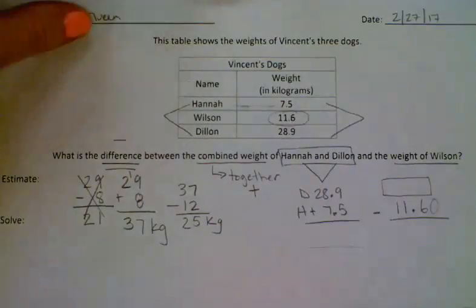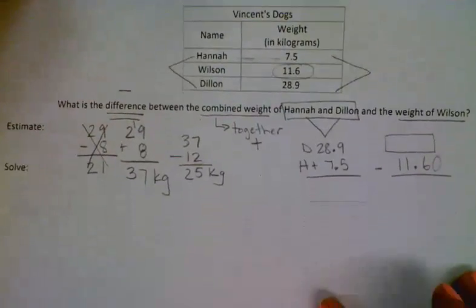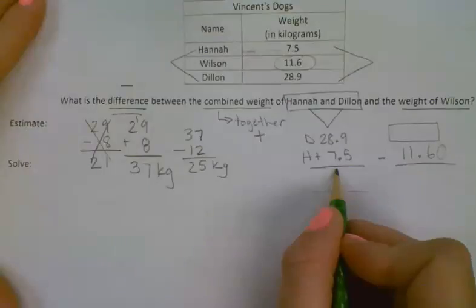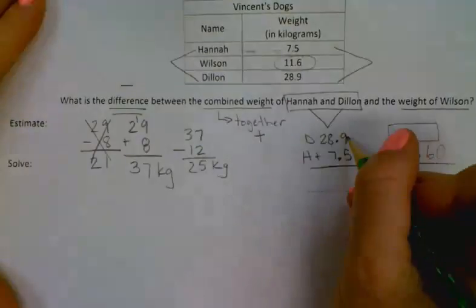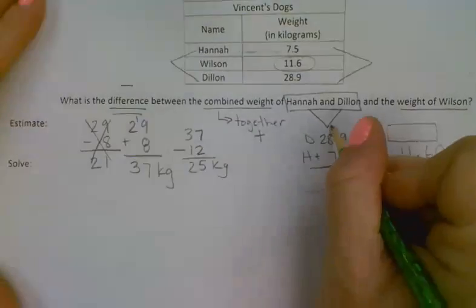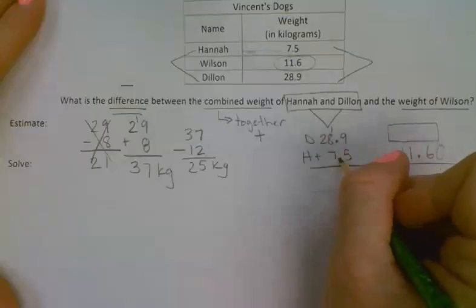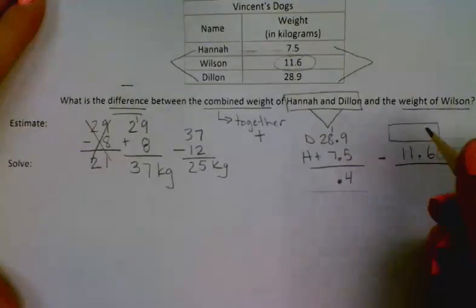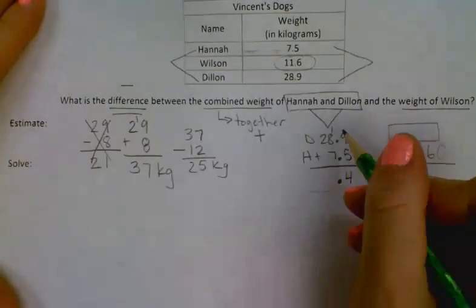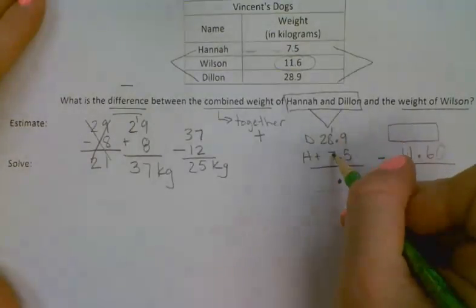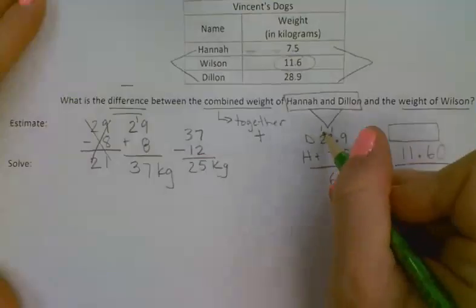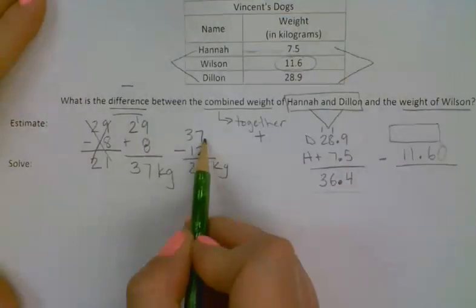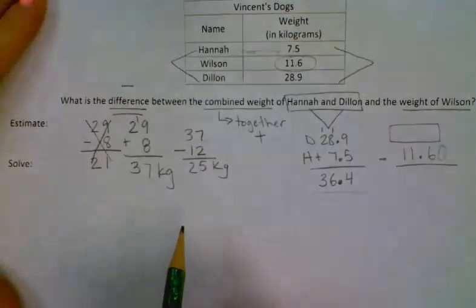Now, let's actually solve it. I'm going to scoop this up a little bit. I'll just use the work I started over here to save some space. 9 plus 5 is 14. When I'm adding or subtracting decimals, I have to stack them up. I do not for multiplication. For adding and subtracting, they must be stacked up. 1 plus 7 is 8. 8 and 8 is 16. 1 and 2 is 3. 36 and 4/10. That's pretty close to my estimate of 37. So I feel pretty good about that.